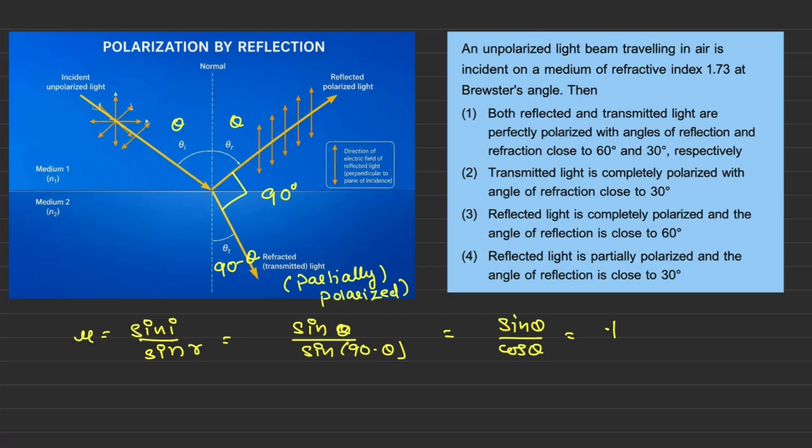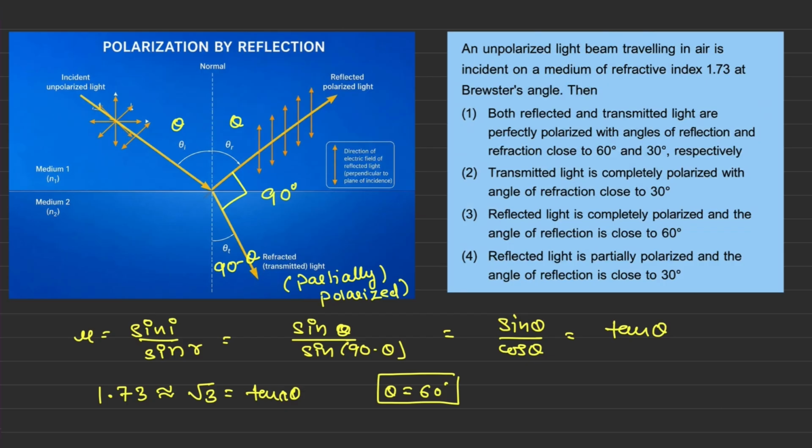Sin theta upon cos theta will become equal to what here? Tan theta. Now in the question they have given the mu value, 1.73. So it is approximately the value of under root 3. Under root 3 is equal to tan theta. So if root 3 is equal to tan theta, it means theta value will be equal to 60 degree. Okay. So you can go with the options and check which option is correct.